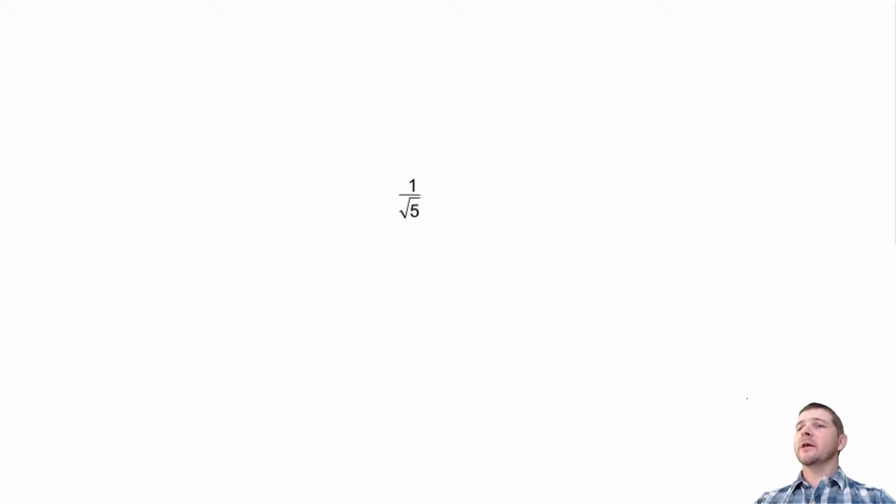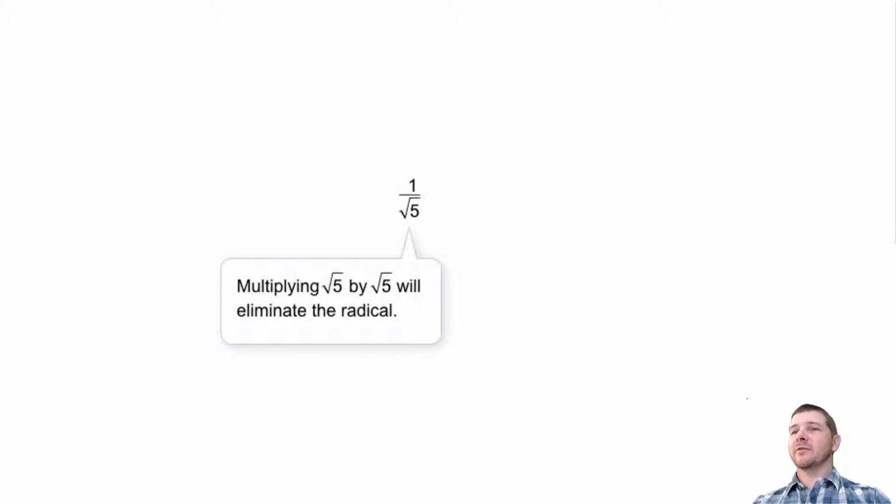Note the rational number 1 over the square root of 5. We have a radical in the denominator, and multiplying the square root of 5 by the square root of 5 will eliminate the radical. The square root of 5 times the square root of 5 is simply 5. However, since we don't want to change the value of the fraction, just the way it looks, we'll need to multiply by 1. But we get to write 1 however we like.